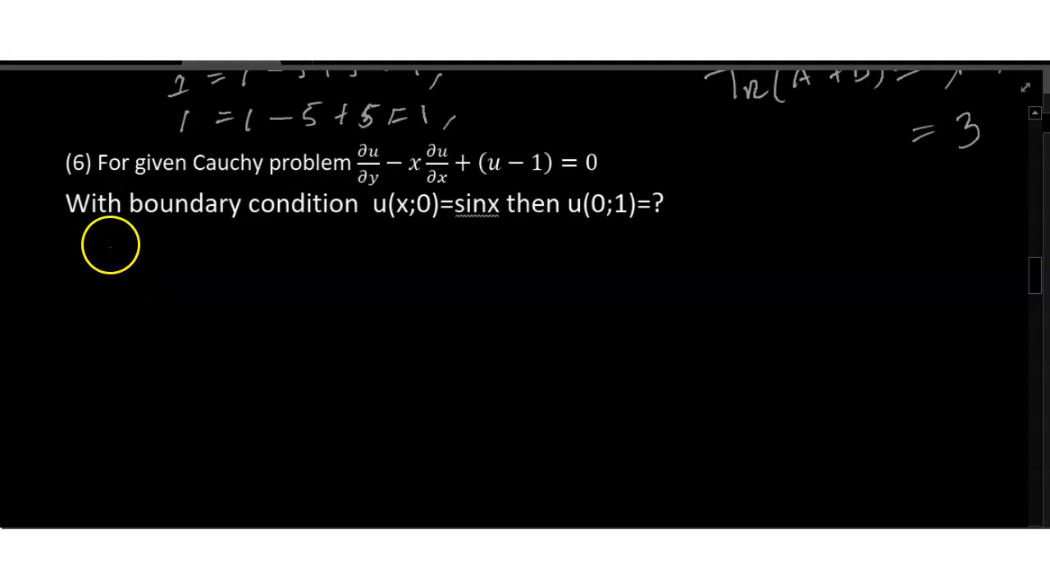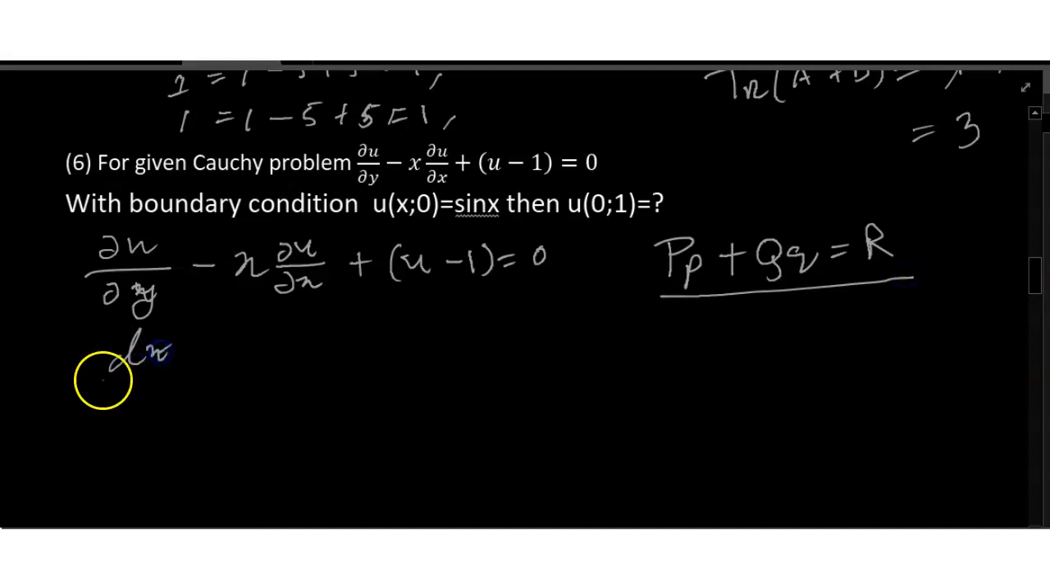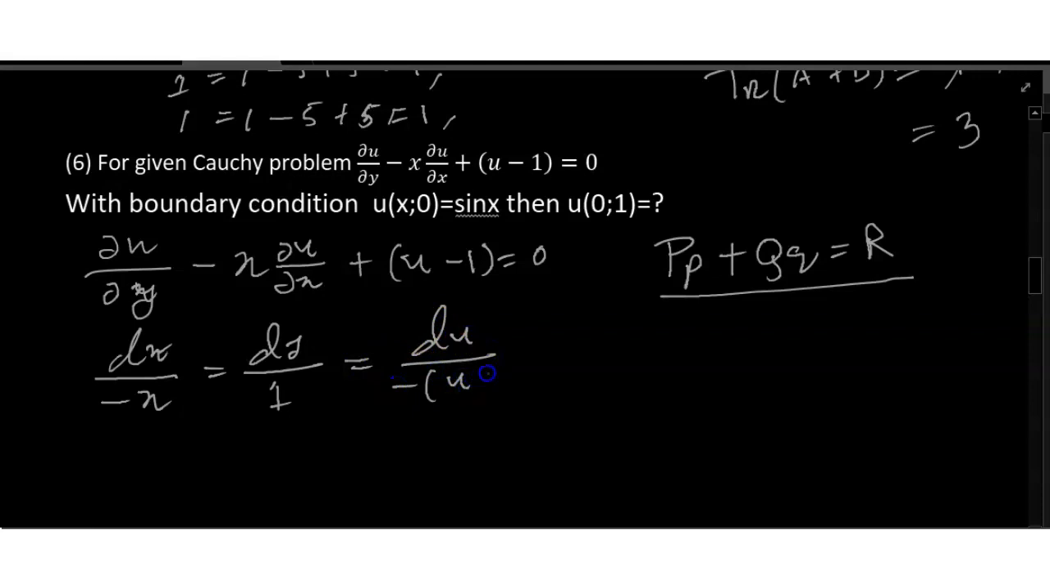Now we will solve another problem, Cauchy's problem: del u by del x minus x into del u by del y, into del x plus u equals 0. So the problem is of the form P p plus Q q equals R. This is the Lagrange equation I apply. So dx over minus x equals dy over 1 equals du over minus u minus 1.